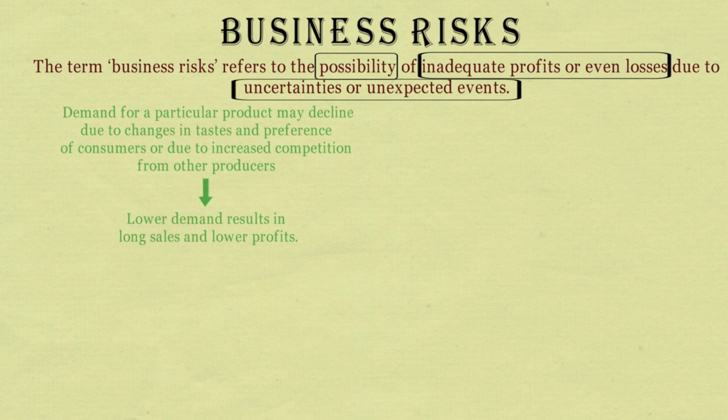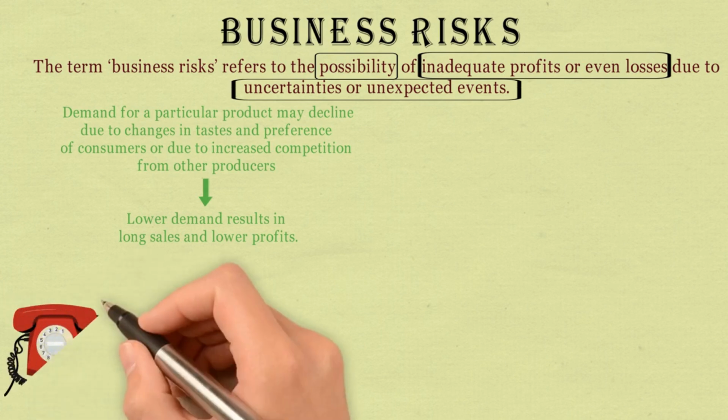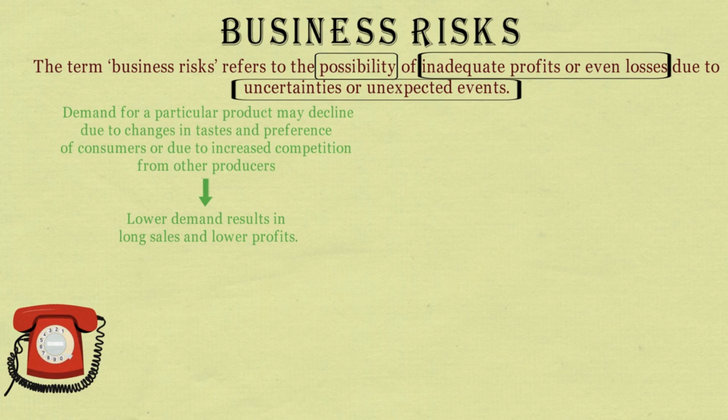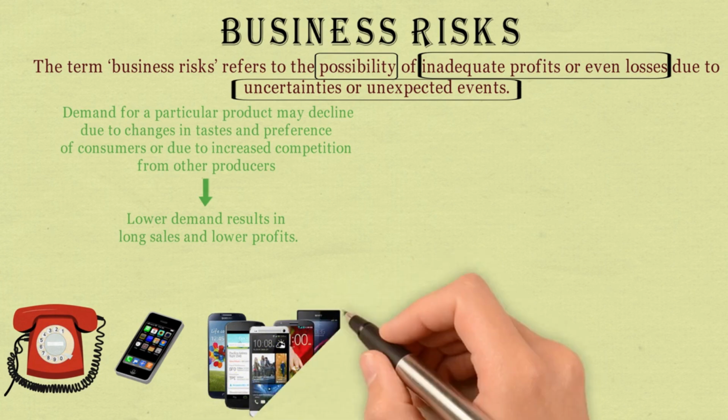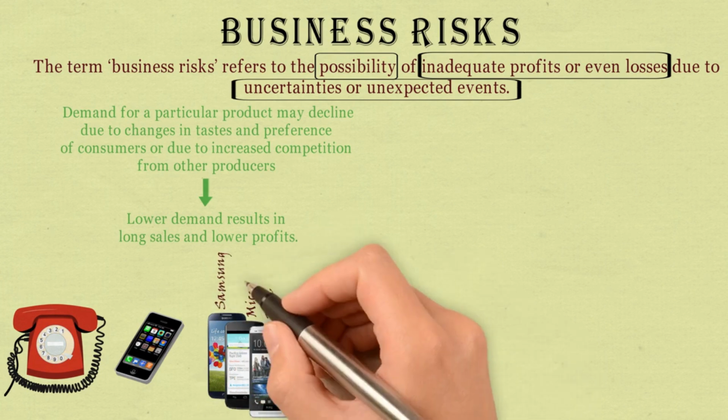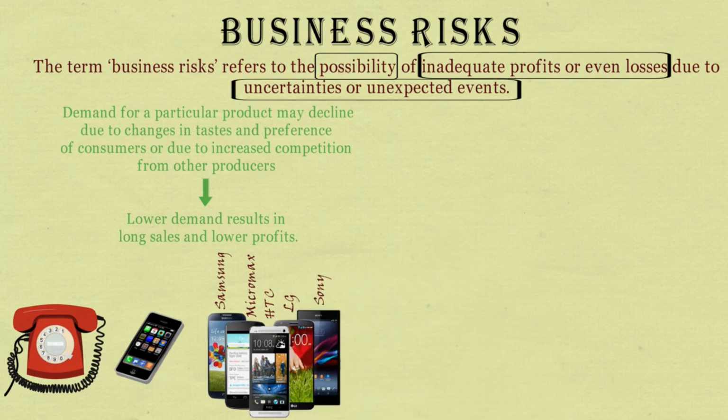Now, what do you mean by changing customers' taste and preferences? Well, this can be explained with the example of rotary dial telephones, which were very popular in 1900, where every home had telephones, which were then replaced by mobile phones. Now every home, or better to say everyone, has mobile phones. Thus, there was a shift in customers' taste and preference, moving from telephones to mobile phones, resulting in lower demand for telephones. Now, let's talk about mobile phones. We have many producers selling mobile phones like Samsung, Micromax, HTC, LG, Sony, leading to increased competition, thereby reducing the demand for a single producer.